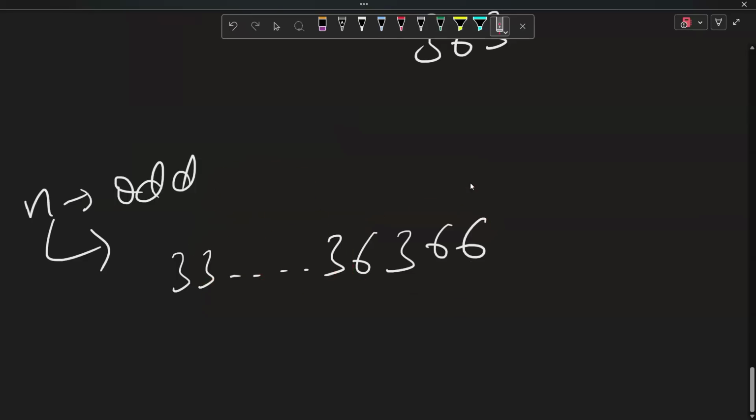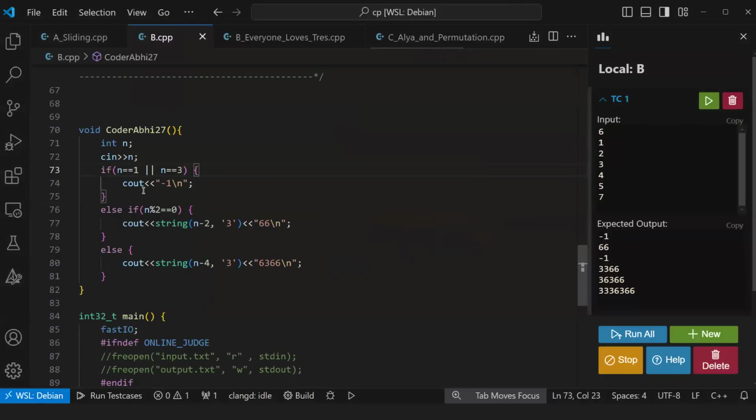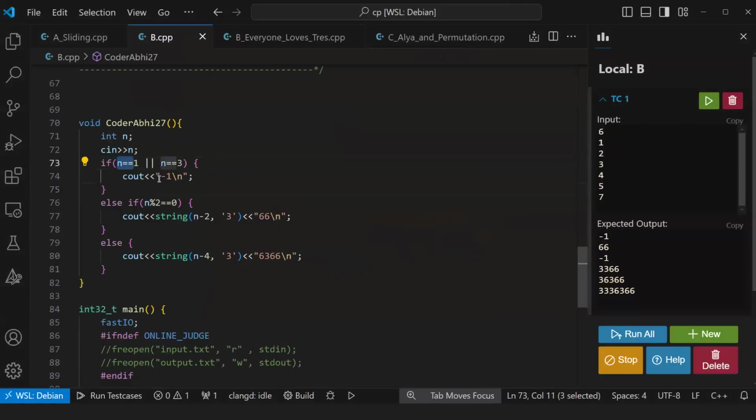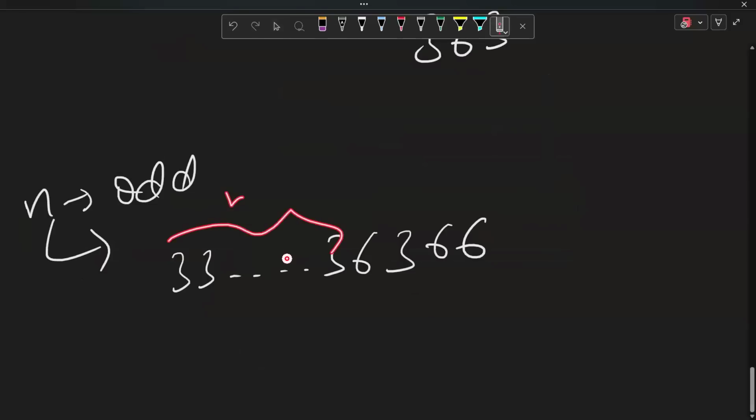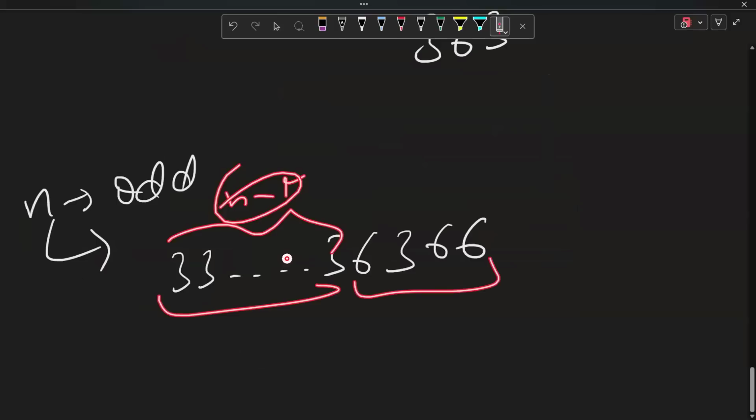If you look at the code, if n is 1 or 3, print -1. If n is even, n minus 2 times 3, this would print n minus 2 times 3 and then 66. If n is odd, then n minus 4 times 3, this would print n minus 4 times 3 and then 6366.